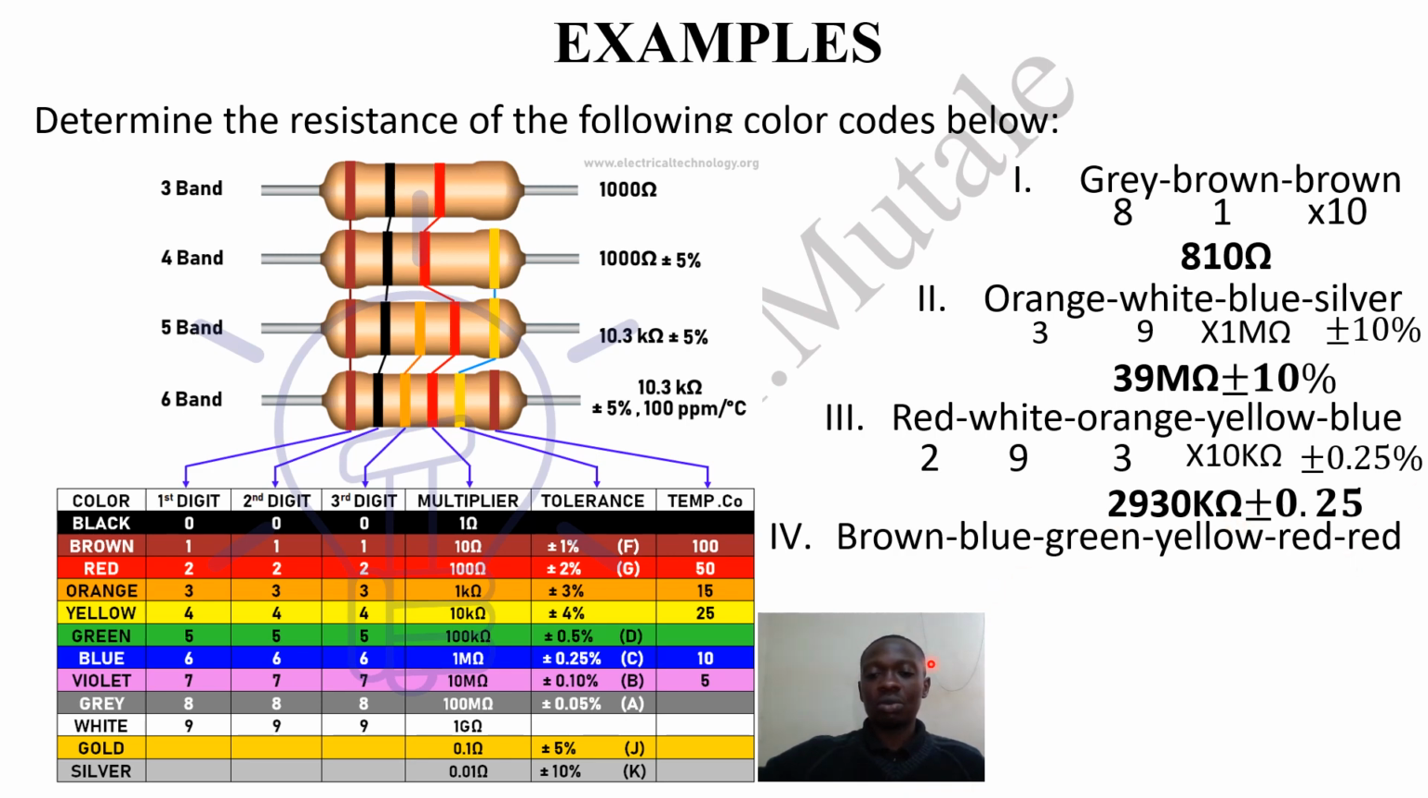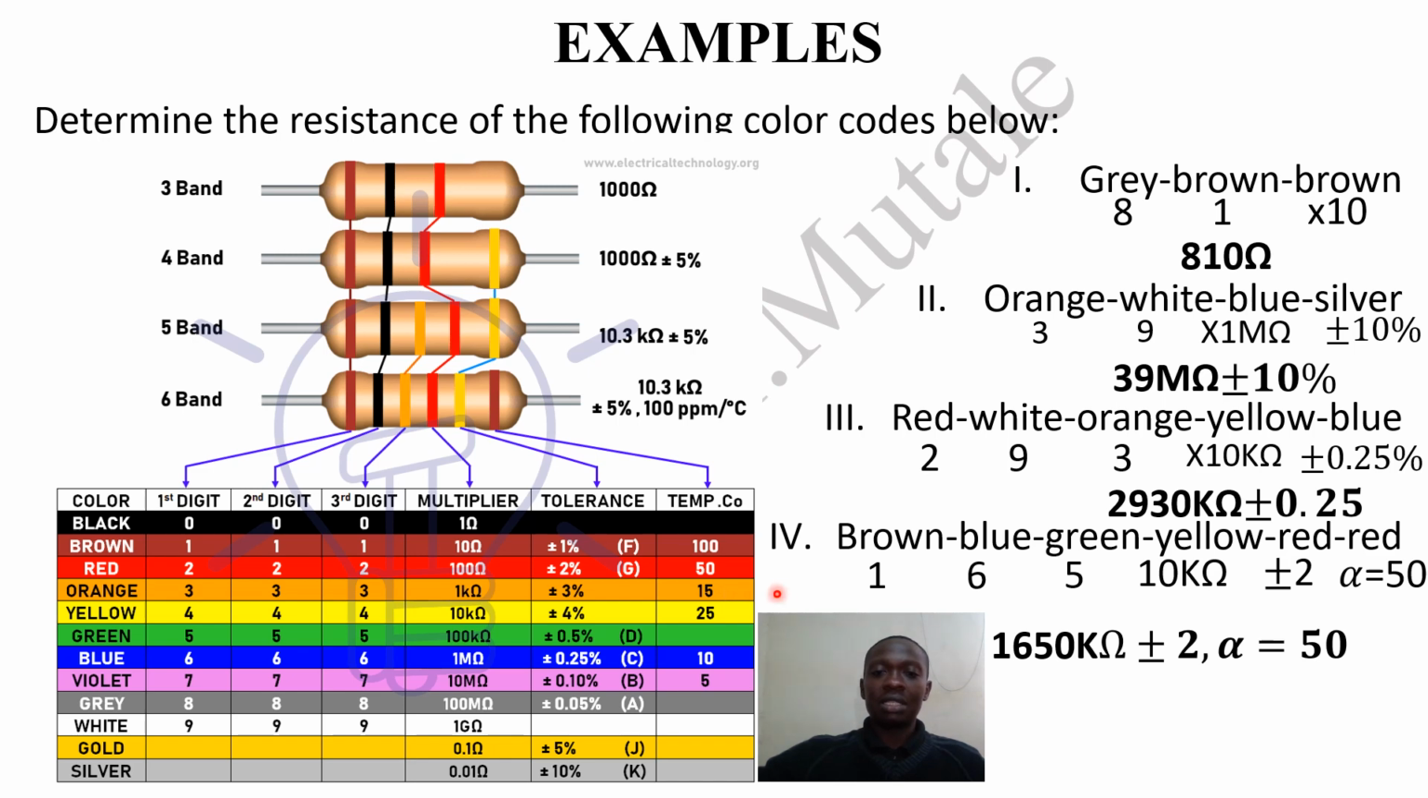Then we go to the last one, which has a combination of brown, blue, green, yellow, red. We know the first one should be a digit, the second one a digit, the third a digit, and the fourth should be a multiplier. For yellow it's 10 kilo ohms. The fifth one is the tolerance, of course, and then the last one is the value for the temperature coefficient, read as a temperature coefficient of 50. Therefore, the actual value for the resistance is that.